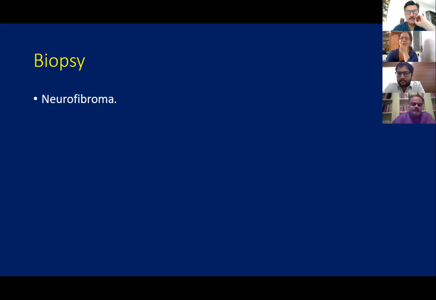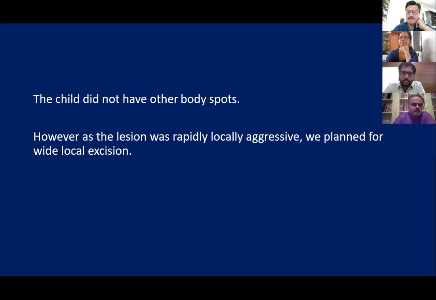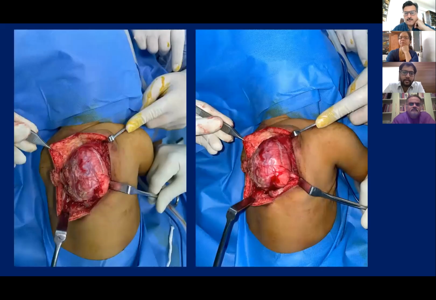But here, doing a repeat biopsy didn't make sense to us, because we were very sure that this is not malignant. And we were also very sure that we are not going to observe this lesion. We are going to take it out. So we decided to go in and do a wide excision, with negative margins. That was the plan, and that is what we executed. Yeah, Shalin, show those images. Go ahead. So we went ahead and did a wide local excision of the tumor.